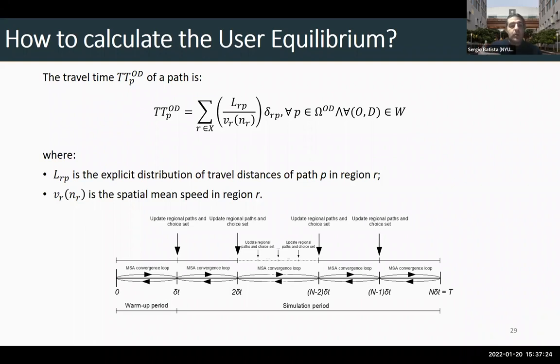To calculate the user equilibrium, we also assume, given a simulation time capital T here in this figure at the bottom, that we are going to utilize a quasi-dynamic approximation to determine the network equilibrium. So this means that we split our total simulation time into smaller intervals of 5 minutes, for example, during which we are going to calculate the equilibrium conditions. And we go then to the next time step, and the initial point of the next time step will depend on what happened in the previous time step. We utilize the classical method of successive averages to calculate the network equilibrium, because we have simplified our network and this method works well for the convergence.